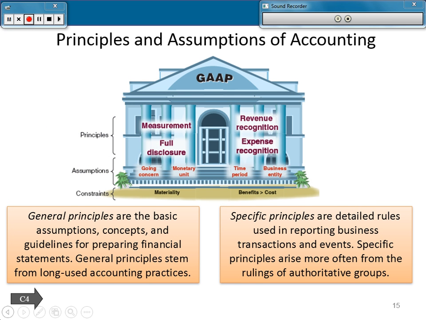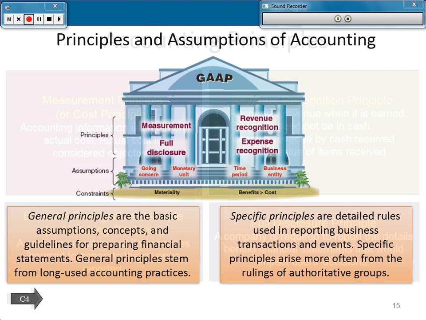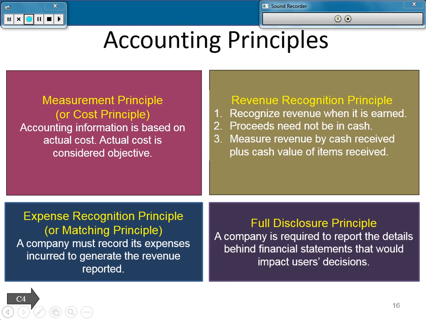Okay, so we have some different principles under GAAP that you need to be concerned with. This diagram is also in your textbook, but here they are broken down. Cost principle, or the measurement principle, means when we record something, we record it at cost, not what we estimated it to be, not what somebody else estimated it to be. So if I went out right now and bought a piece of equipment for $5,000, what do I record? $5,000. That's all that means.